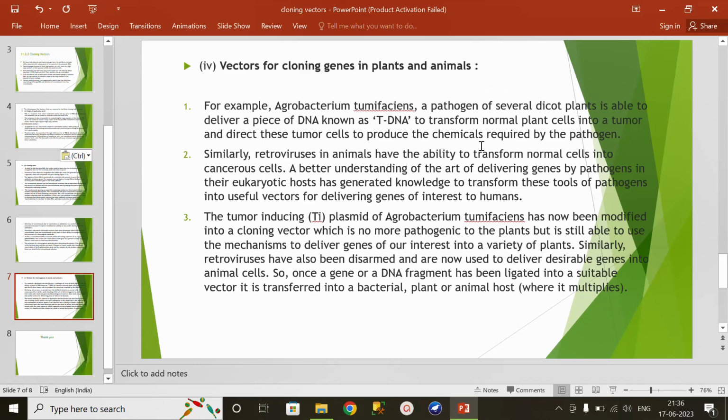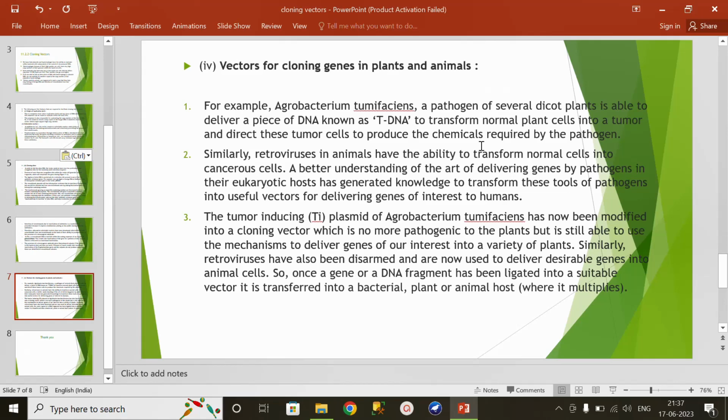Tumefaciens, a pathogen for several dicot plants, is able to deliver a piece of DNA known as T-DNA, to transform normal plant cells into tumor cells and direct these tumor cells to produce chemicals required by the pathogen. So Agrobacterium tumefaciens is used for transformation of several dicot plants. It produces a tumor inside the stem or different tissues of plants, and this produces the chemical required by the pathogen.